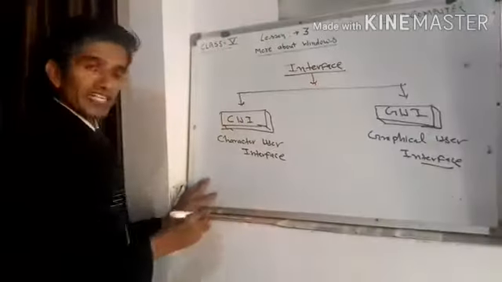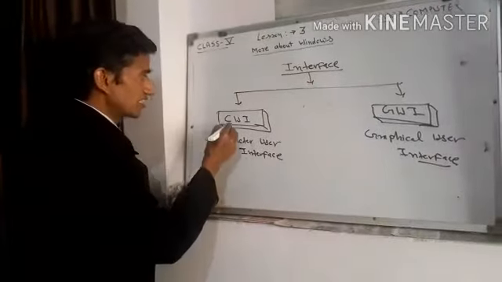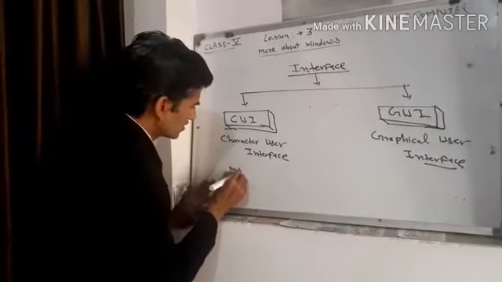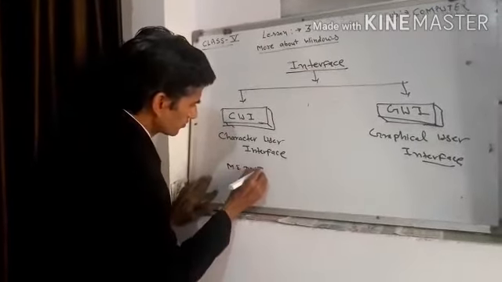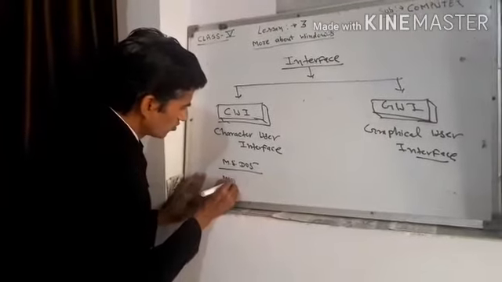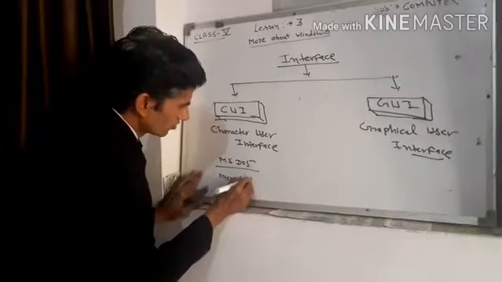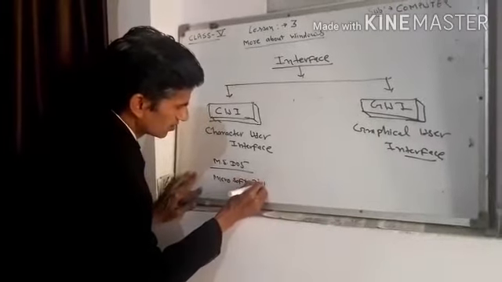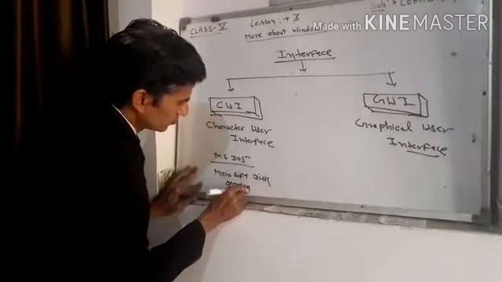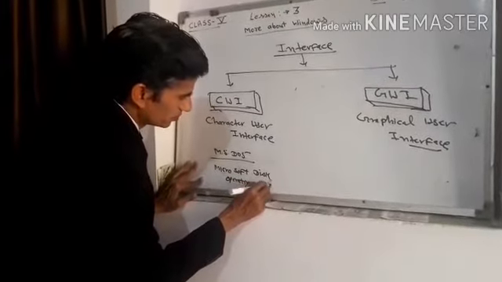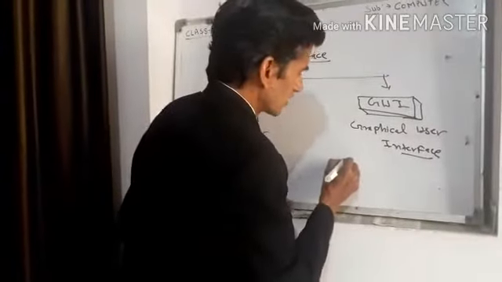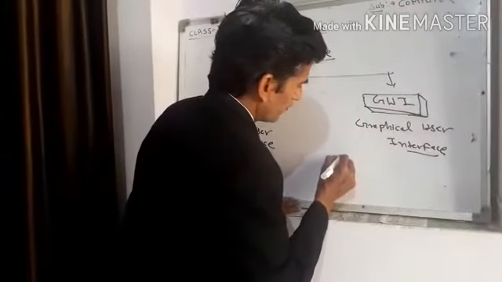The example of the CUI interface is MS DOS. Its full form is Microsoft Disk Operating System. For the graphical user interface, the example is Windows.